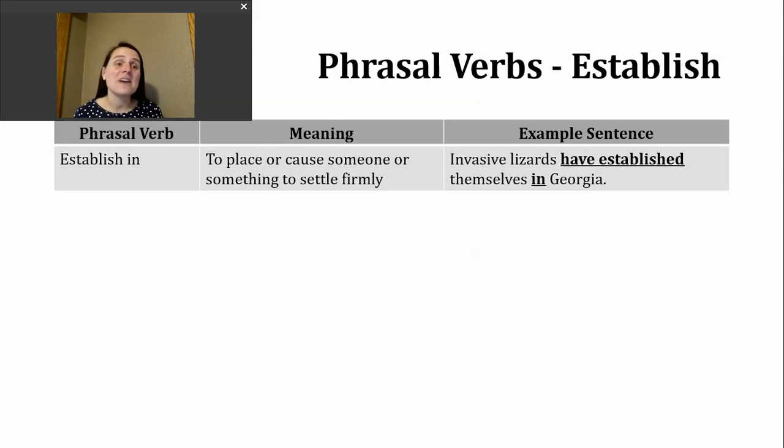Today, I only have one phrasal verb for you, and that's establish in. Its meaning is pretty similar to the first definition we looked at, but specifically it means to place or cause someone or something to settle firmly.